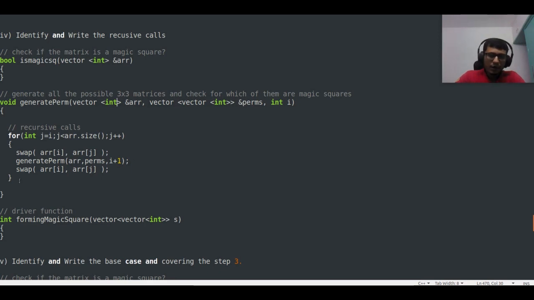So the entire logic behind this for loop as well as these recursive calls within this for loop and its correspondence to the recursion tree is discussed in the previous video, where we talked about generating all the permutations for the given input string. So you can check that out if there is any confusion here. So this is all about the recursive calls, and now we'll discuss how we can write the base case and complete the step 3.